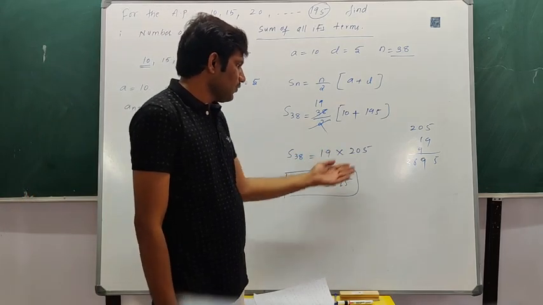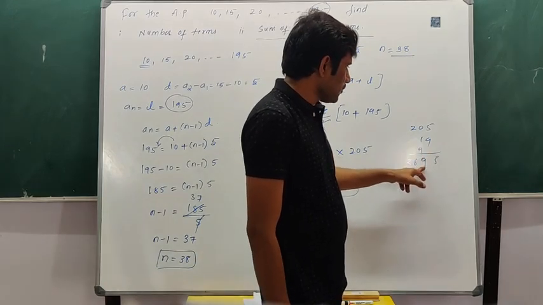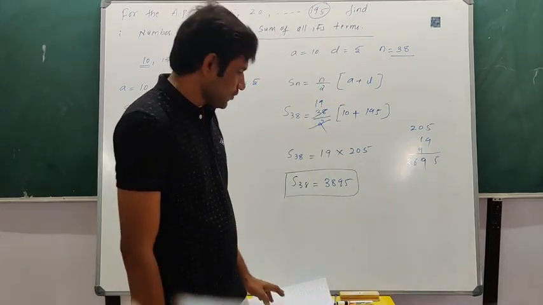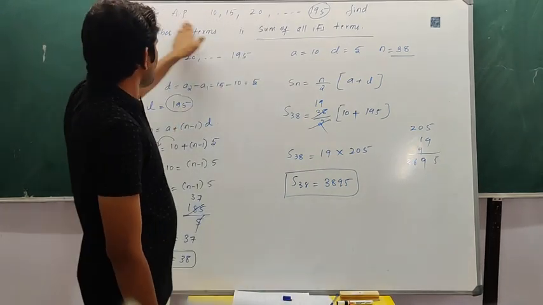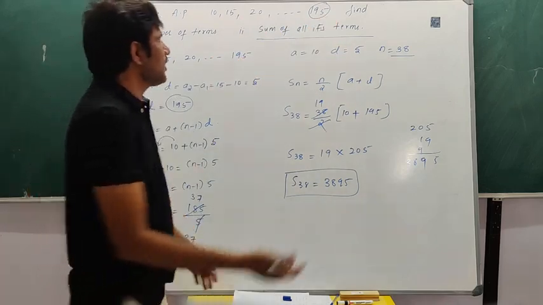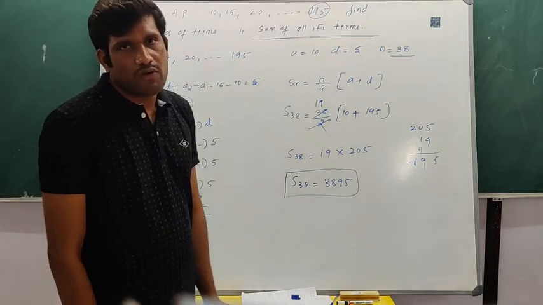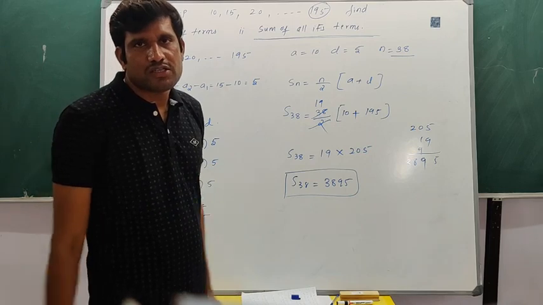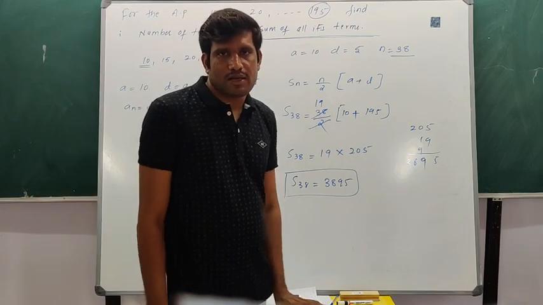So 19 into 205, we multiply: 19 times 5 is 95, 19 times 2 is 38, that is 3895. So in this problem, the AP is 10, 15, 20, and so on up to 195. If they ask to find the sum of all its terms, then also we have to find the value of n. Unless we know the value of n, it is not possible to find the sum of n terms. If we know n, then only we can find Sn.